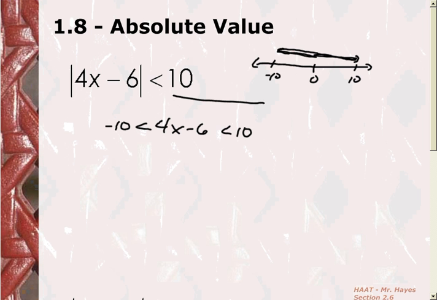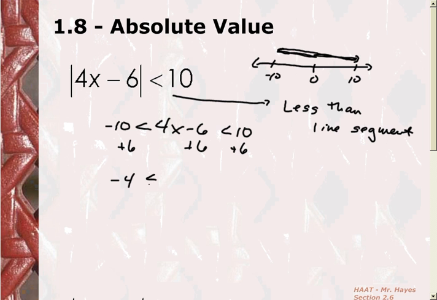The way that I have you remember this is that if it's less than, you do it in a line segment. So it's one continuous line segment, and you can do everything all at one shot. Add 6 to both sides. So now all three sections: negative 4 is going to be less than 4x, which is less than 16. Negative 4, or it can be negative 1 by the time I divide this out.